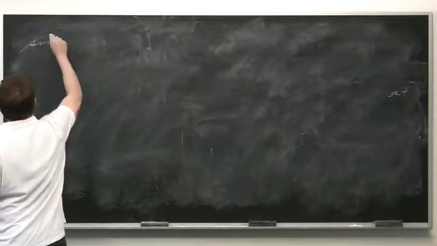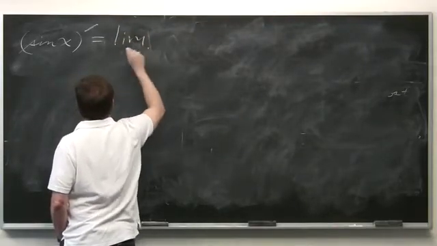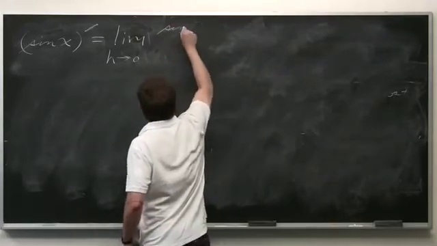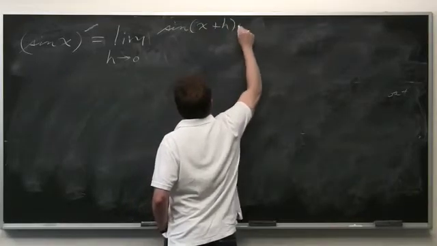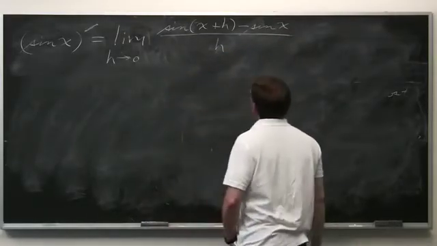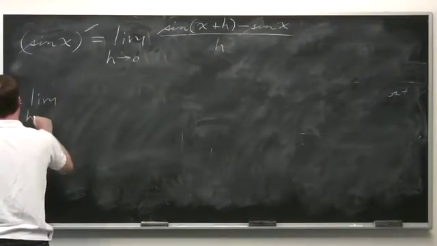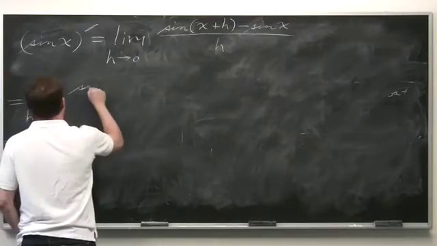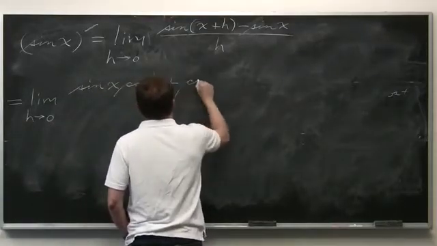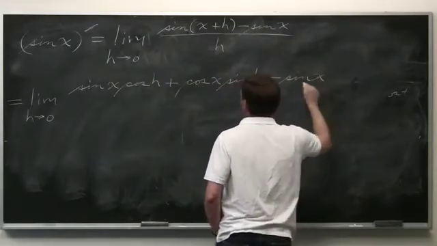So, for instance, the sine of x, its derivative. You have to go back to the definition that makes the derivative the instantaneous rate of change. It's the limit as h approaches 0 of, you take sine of x plus h minus the sine of x over h. Here, you use the angle addition formula. So you get the limit as h approaches 0 of the sine of x plus h is the sine of x times the cosine of h plus the cosine of x times the sine of h, and then minus the sine of x, all divided by h.